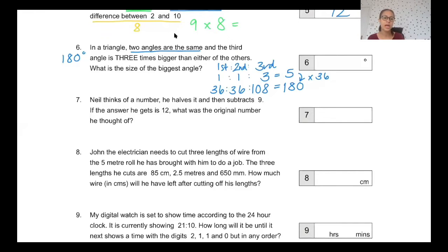So what is the size of the biggest angle? Biggest angle is going to be 108.